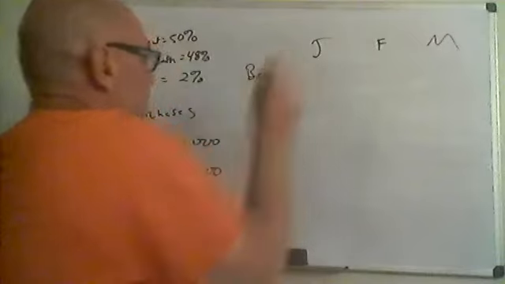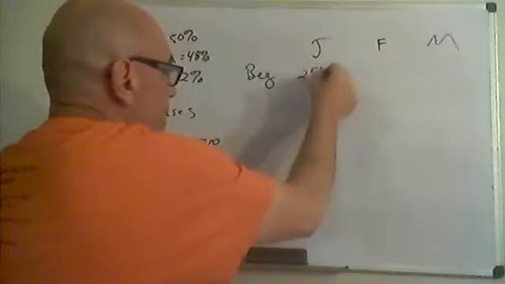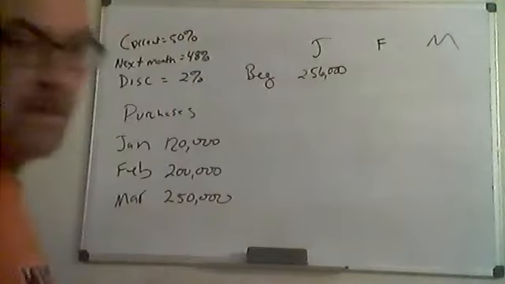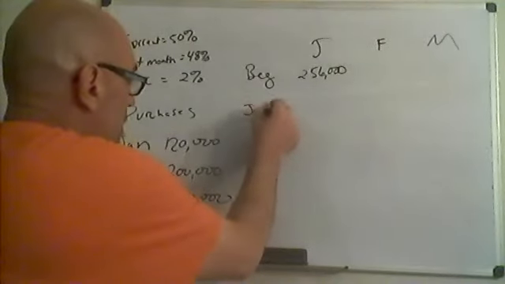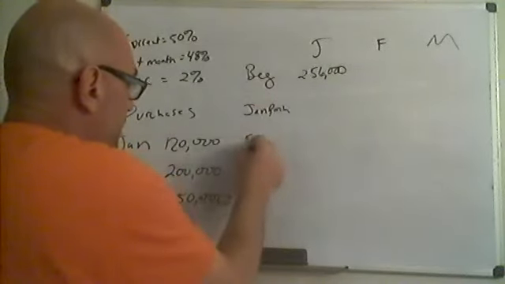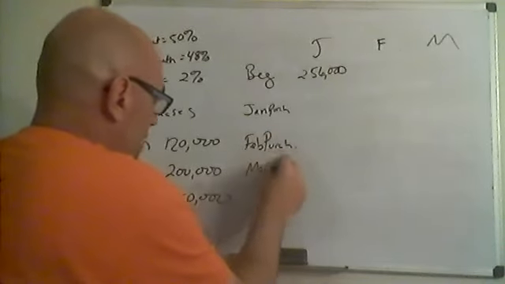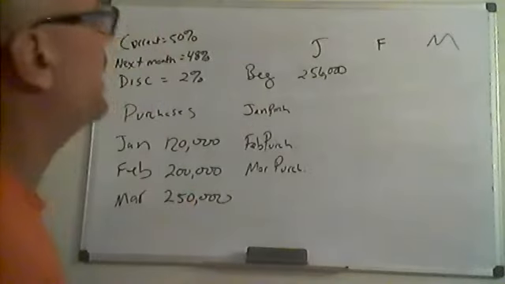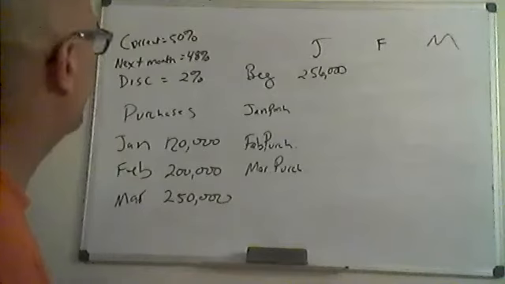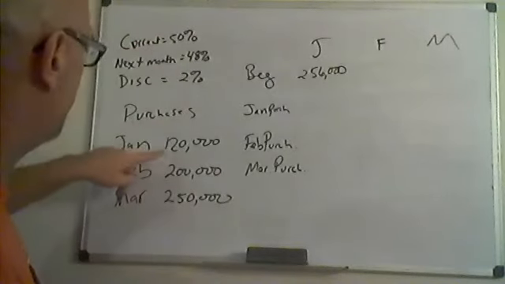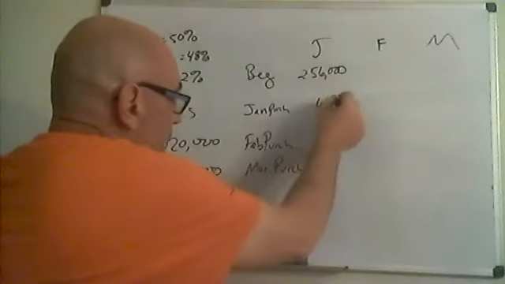Once again, we'll make our table up here. We are given a beginning payable that we paid of 256. So this is a given number too, given on the slides. We'll go through and we have to do each one again. So our January purchases, we expect to pay 50% of them this month. We have 120, so we are going to pay 60,000.